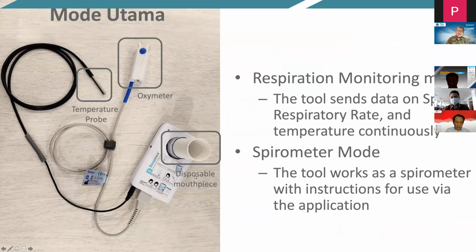And there are two modes for this device. It can be in monitoring mode. In this mode, we can monitor continuously in real time, like respiration rate and temperature. And the second is the spirometer mode. So this mode will work as a spirometer in order to check the capacity of the lung. We are afraid that there is lung degradation due to COVID-19.